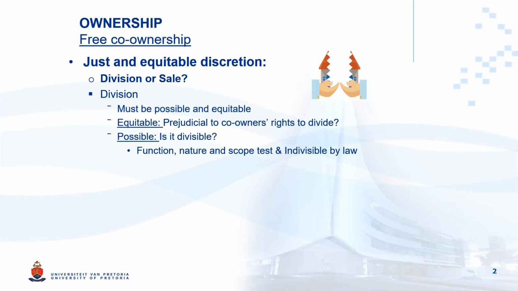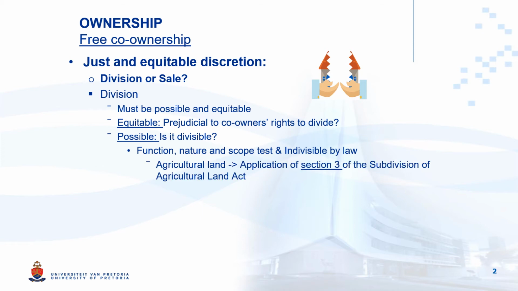For example, if it will be uneconomical to divide the property, it will not be divisible. This is because the division will affect the value of the property negatively and therefore not survive the divisibility test, as value is one of the factors that we look at when we determine legal divisibility. Now, where the property has been made indivisible by law, the property will also be regarded as being indivisible.